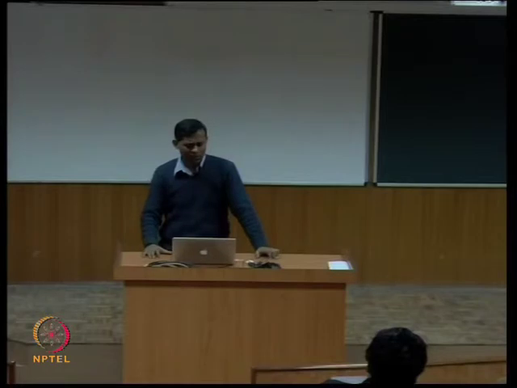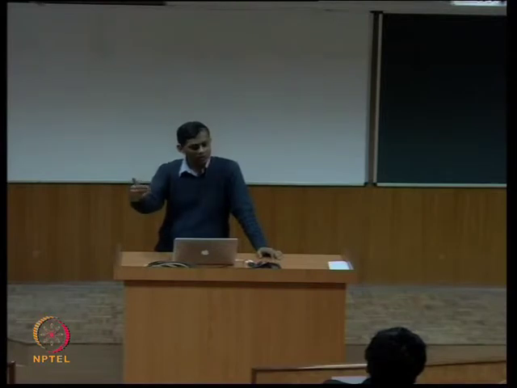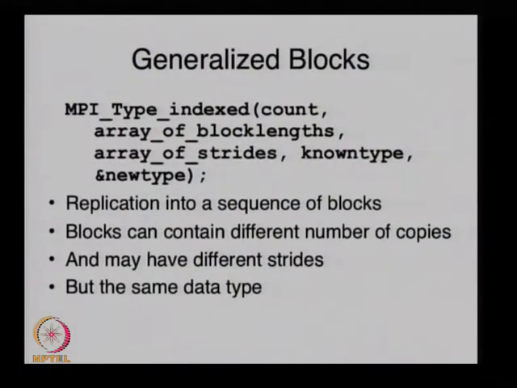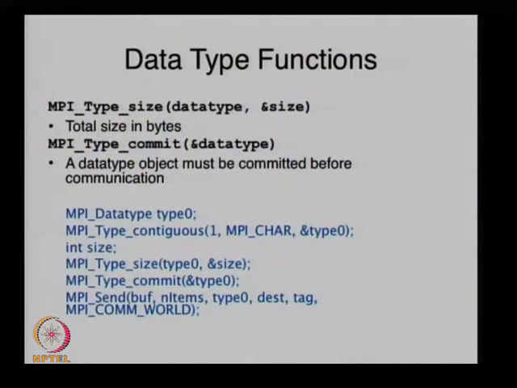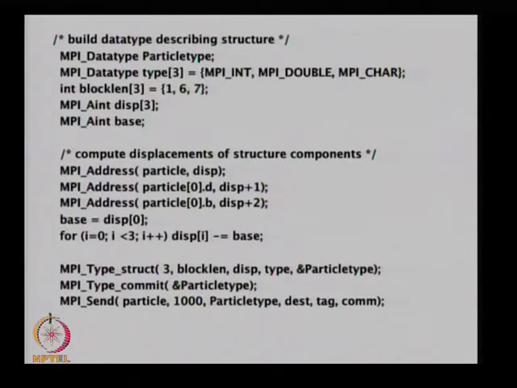I don't really know what commit is doing. You probably need to tell MPI that this type is not going to change anymore or something of that sort. I'm not totally certain. In fact, MPI commit, I don't believe is part of the standard either. It's an Open MPI thing, if I'm not mistaken. Okay. Here's an example of how to generate something.